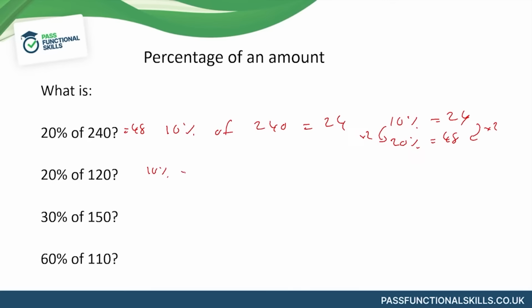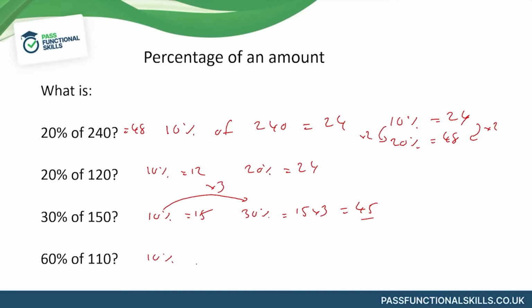The next question, 10% is 12. So 20% is double that, 24. For the next question, 10% is 15. So 30%, well, that is 3 times more than 10%. So it's going to be 15 times by 3. So that is 45. 60% of 110, again, work out 10% first of all.